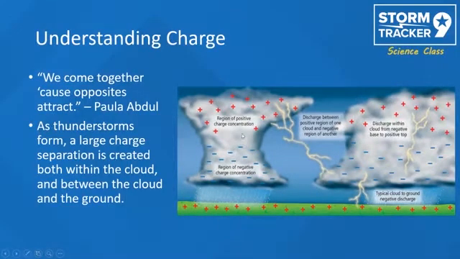So this is why we get so much of that intercloud lightning and cloud-to-cloud lightning, because there's this charge difference in the cloud, but we also see that charge difference between the bottom of the cloud and the surface. Now, how does this happen?